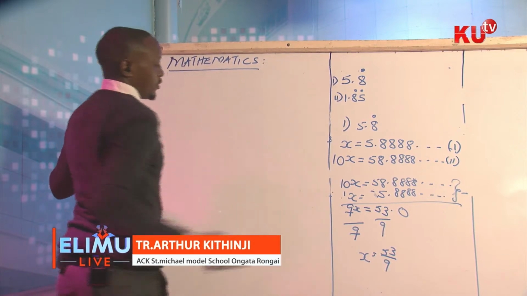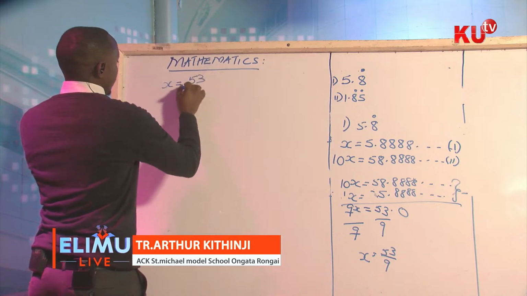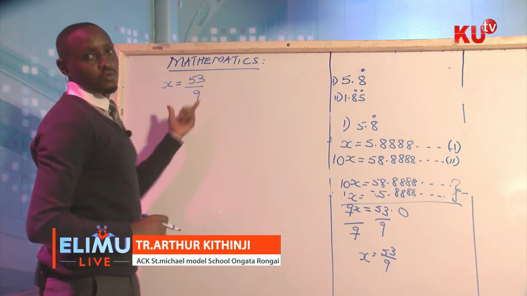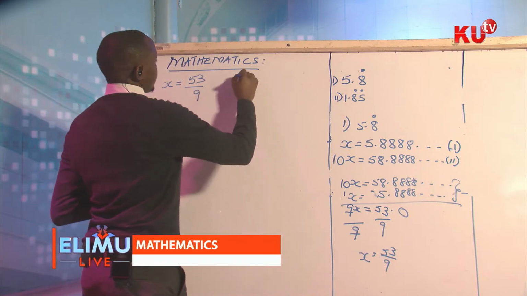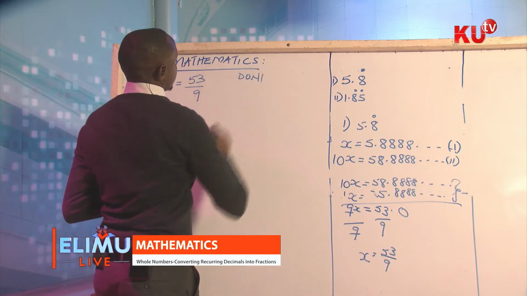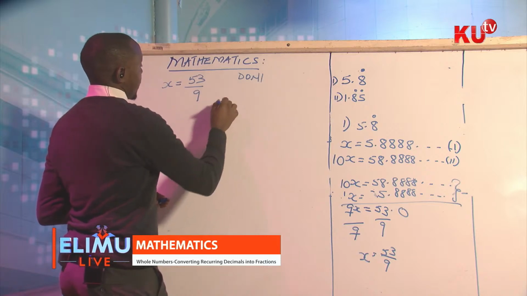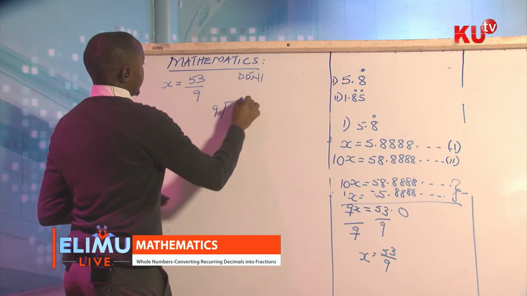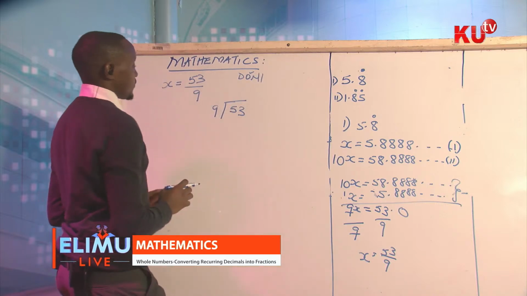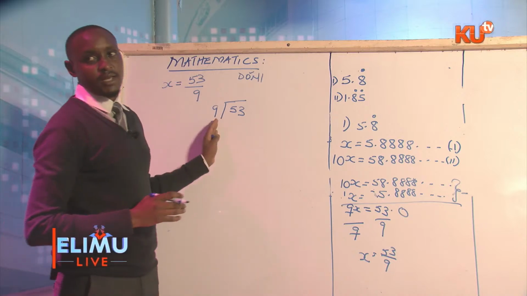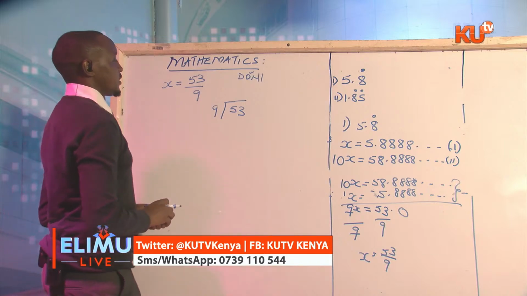So we shall pick our x, which is 53 all over 9. Let us convert this into a mixed fraction. We use a very simple formula that I've been using all along, which is denominator out, numerator in. Denominator is 9, it's out. The numerator is in, which is 53. So we ask ourselves, how many times will 9 get into 53?